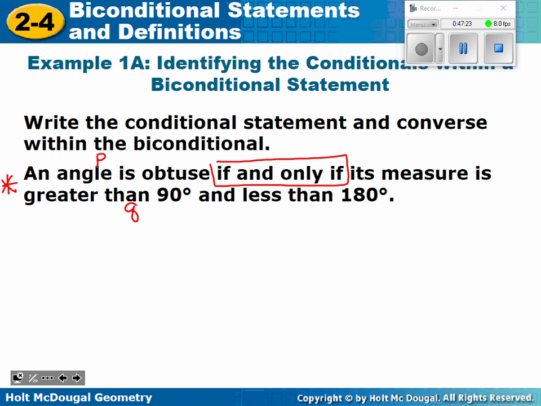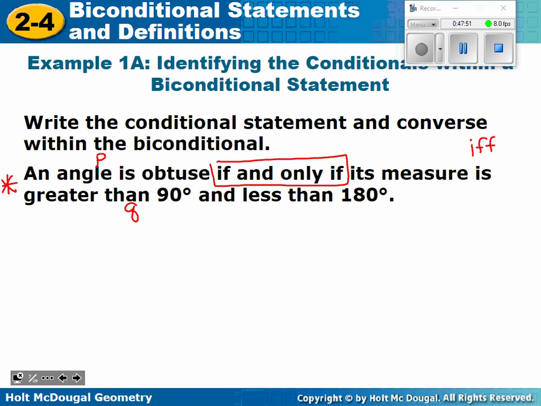P, if and only if Q. So this is a biconditional statement because it says if and only if. Now, I should point out, you might see something in textbooks, whether it's this one or future books, where they do this. It's not a typo. It means if and only if. It is a shortened way of writing it.